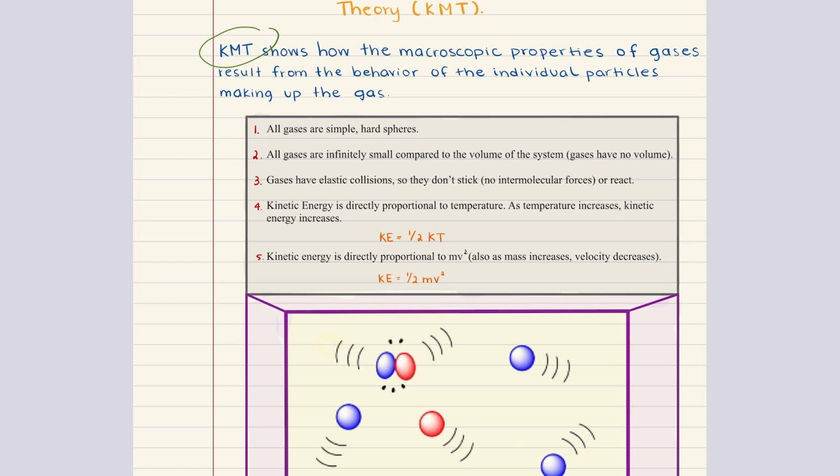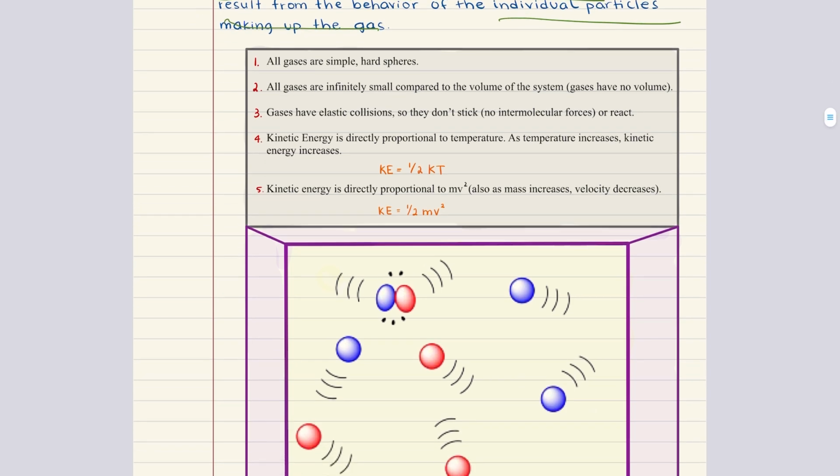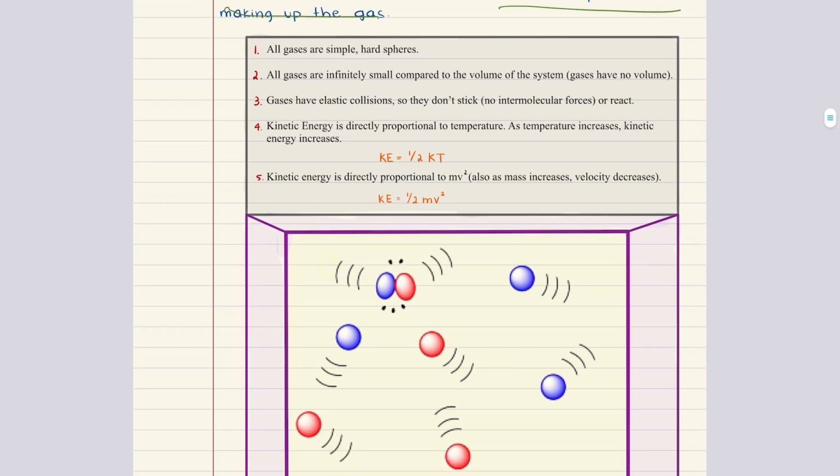KMT helps explain the macroscopic properties of gases, so things like pressure, temperature, and volume, by looking at the microscopic behavior of individual gas particles. In other words, instead of just using equations to describe gases, KMT tells us why those equations work. So at its core, the kinetic molecular theory is based on a few key assumptions about gas particles.